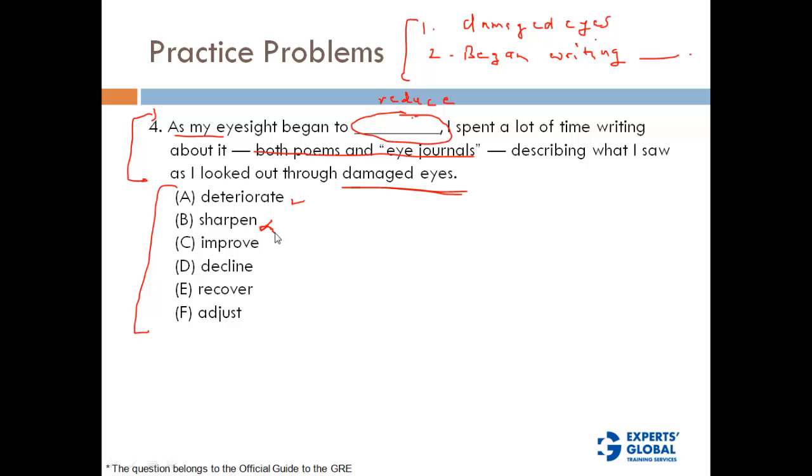Sharpen is definitely not what we are looking for. Improve, again the opposite of what we are looking for. Decline, yes, decline is a good fit. Recover, the opposite. Adjust is not relevant. So we have two options, deteriorate and decline, both meaning the same thing and both fitting the context, so the answer is B and D.